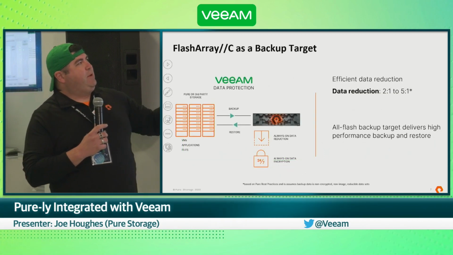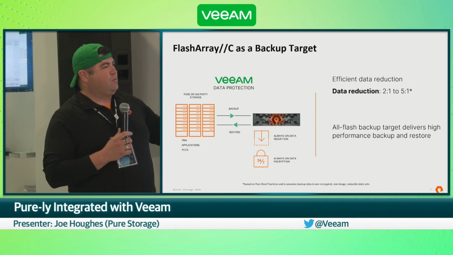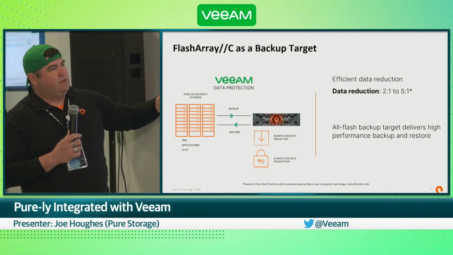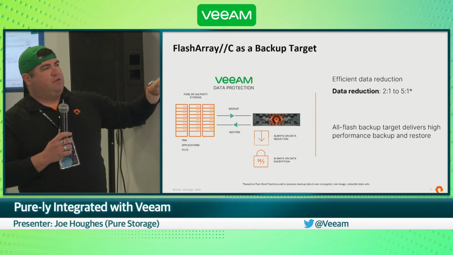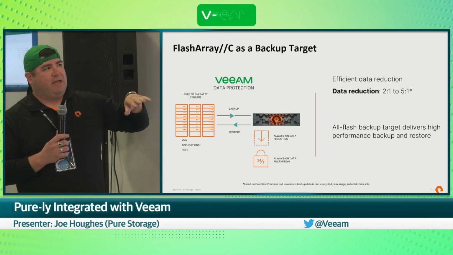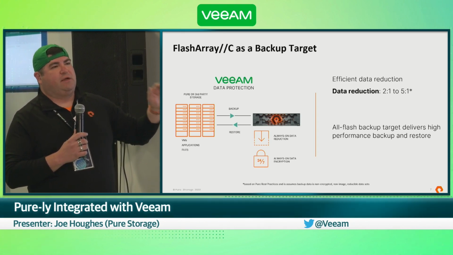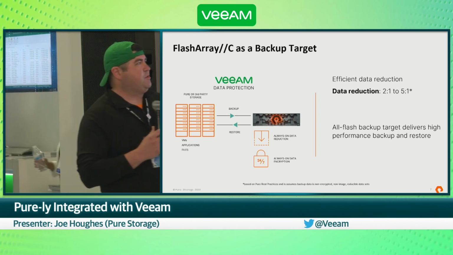So typically we have customers that are using a FlashArray C as their backup target, right? Our capacity optimized array, always on data reduction, always on encryption. Typically we're going to see 2-to-1 to 5-to-1. As a customer, I've seen many of them running like 4-to-1. But obviously we have a range depending on what's on there and if you're running some tier 2 workloads as well as your backups.